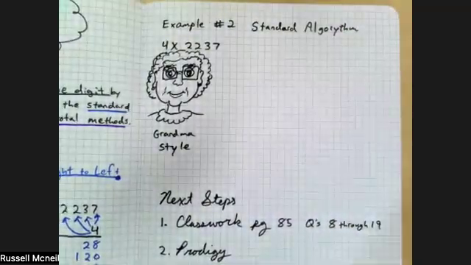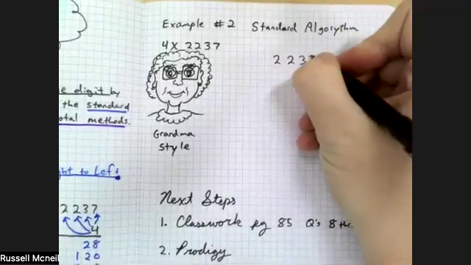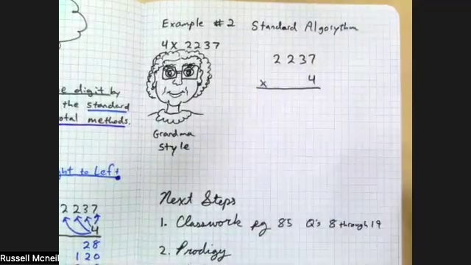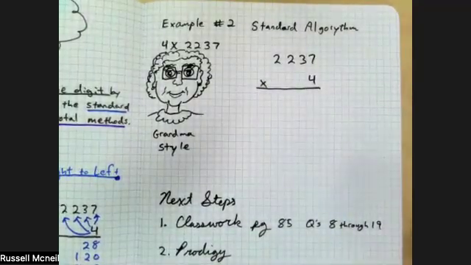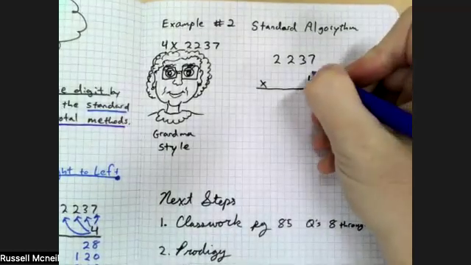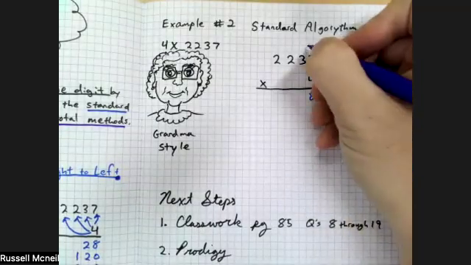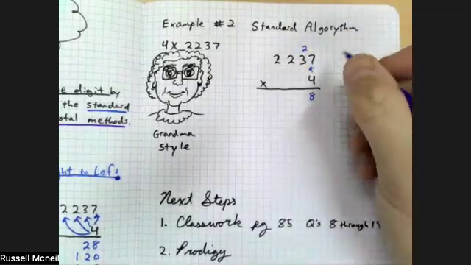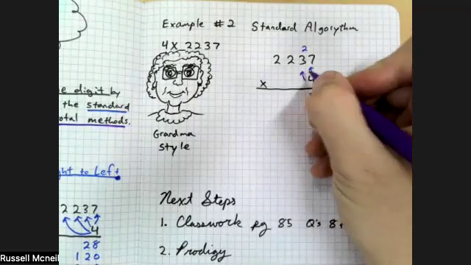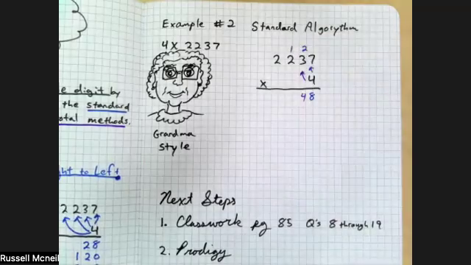We're going to use the same sample problem. 2, 2, 3, 7. We're multiplying by 4. I'm going to give myself some space. All right. And again, we are distributing. So I'm starting 4 times 7. 4 times 7 is 28. My 8 goes down, new group above. Next, I'm going 4 times 3. 4 times 3 is 12 plus 2, 14. My 1 goes up.